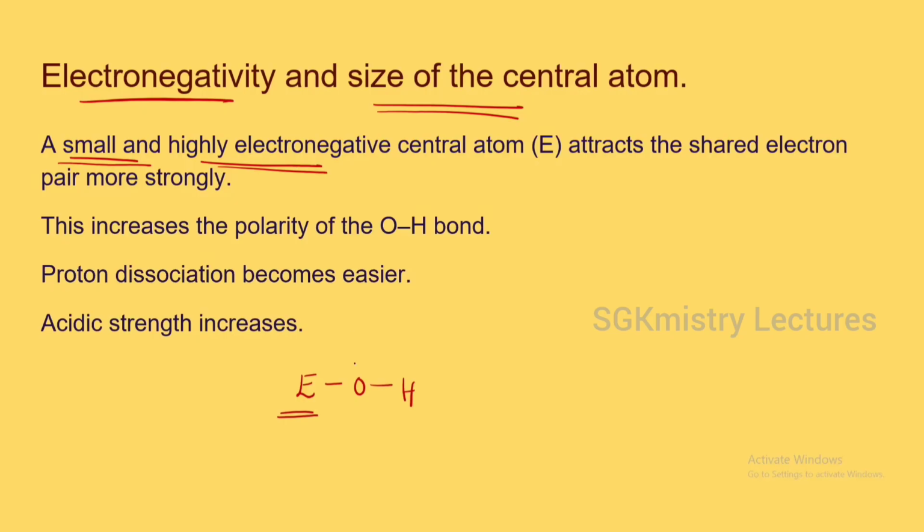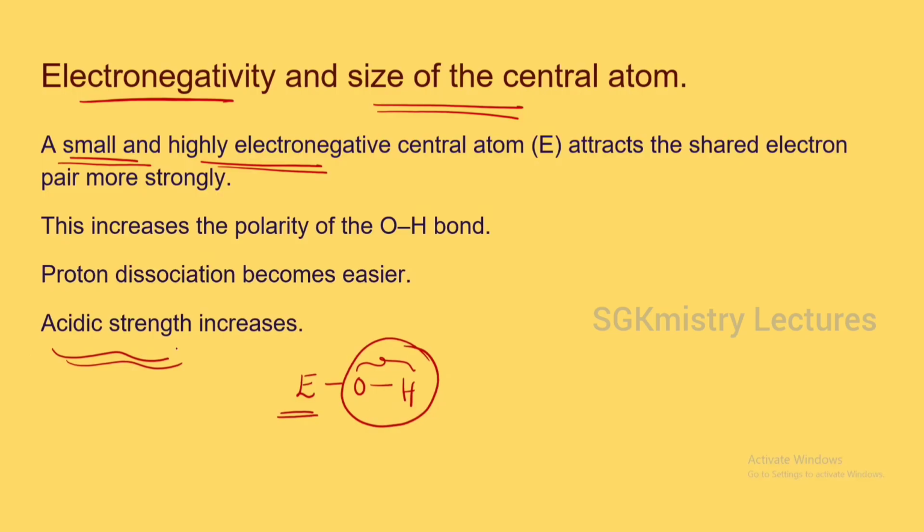So because of this, what happens? The polarity of this particular OH bond increases because the E, which is the atom attached to the OH group, is attracting the shared pair of electrons towards itself. Because of the polarity increase in the OH, the removal of H+ becomes more and more easier, right? So because of that, the acidic strength increases. This is what happens with respect to the electronegativity as well as the size of the atom. Mainly here we are considering it as the central atom, which is directly attached to the OH, so that the polarity is changed and the removal of H+ becomes more and more easier.